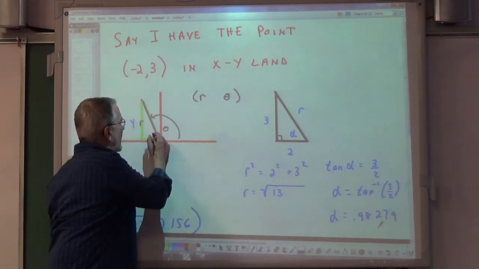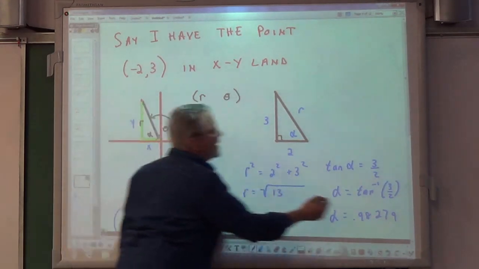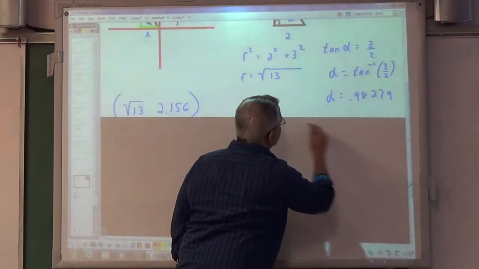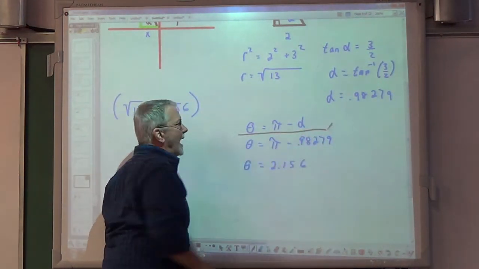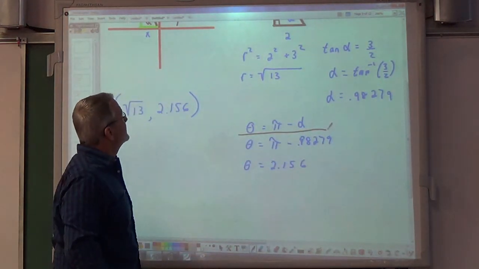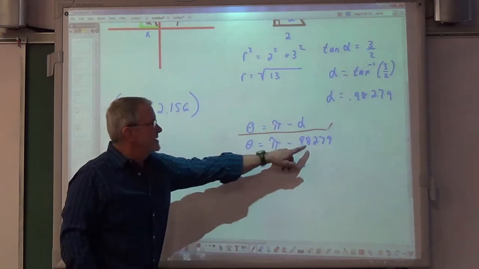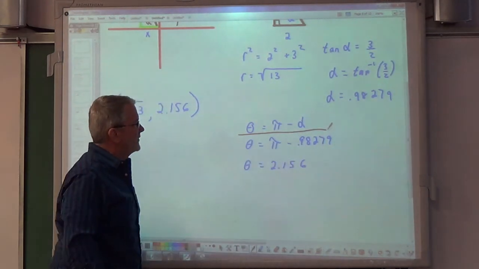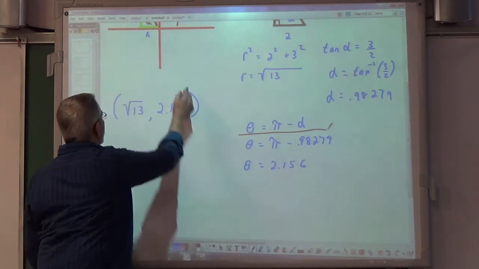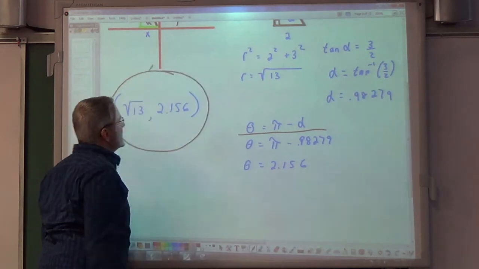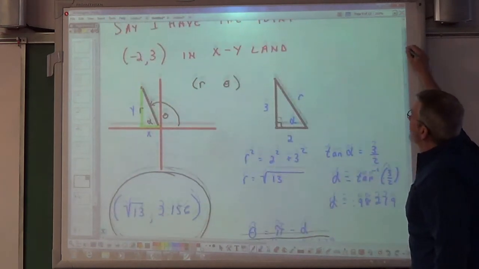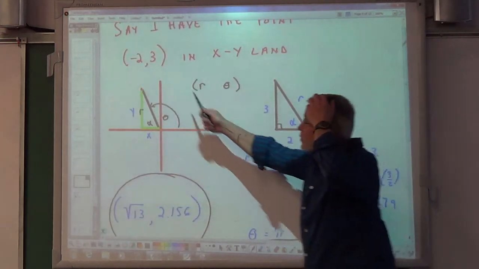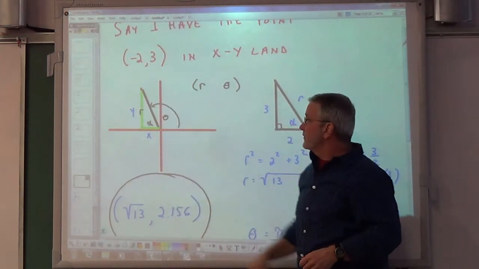It's not the alpha that I want. It's this theta. What the heck is theta? Well, theta is going to be pi minus alpha. Pi minus alpha is going to be 2.156. So this is the polar form of this xy coordinate point, -2, 3.